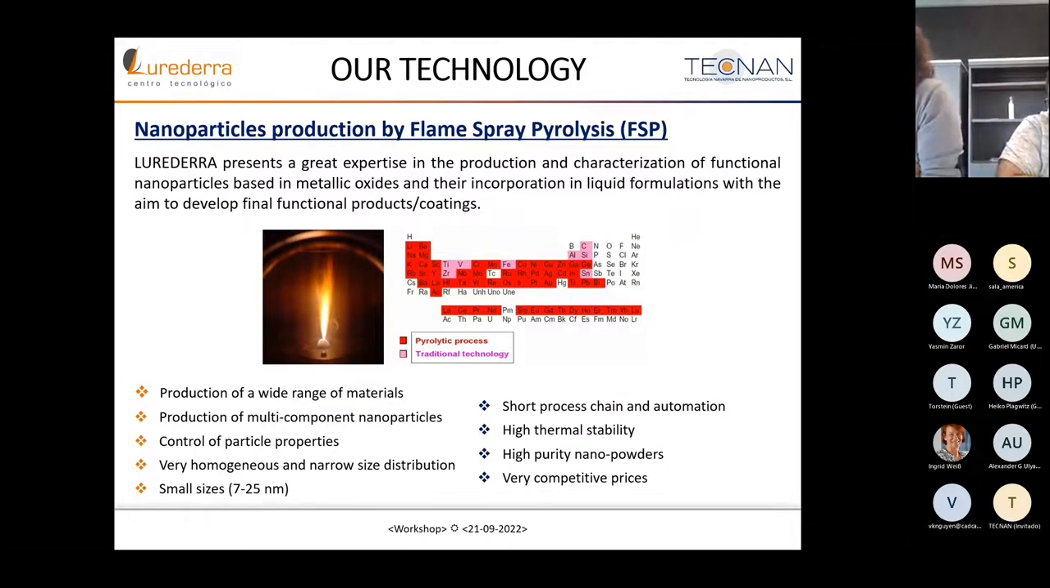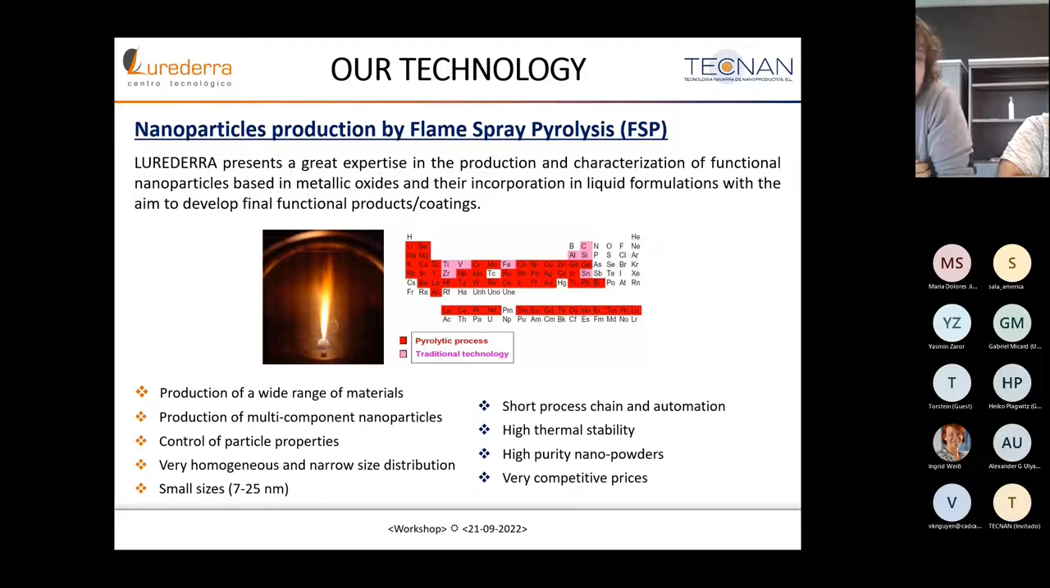As I said, we have great expertise in the production of nanoparticles. To do so, we use our own technology, which is called flame spray pyrolysis, which is a very simple technology, since we start with a liquid precursor mixture made of organometallic precursors that pass through a flame. At this moment, the organics are burned, and we just remain with a metallic content that will produce the nuclei of metallic nanoparticles due to the oxidative atmosphere. Since this nucleation and growth occurs in a very small period of time, we are able to produce very small nanoparticles between 7 and 25 nanometers, at a very homogeneous level and with a narrow size distribution.